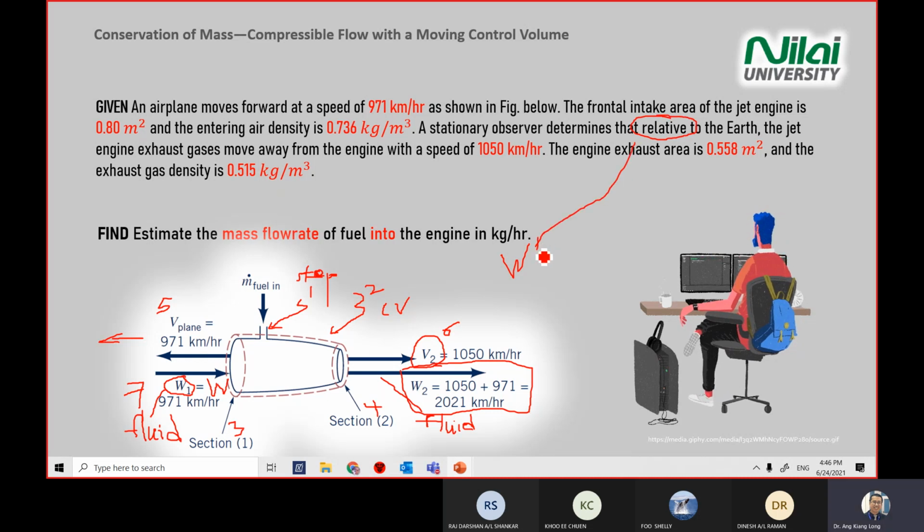Okay, relative. The word relative means you stand from a point, then you observe what happened to the fluid. You will see that the fluid is moving faster after it's ejected from section 2. The output will move faster. So your W2 will be plus 971.